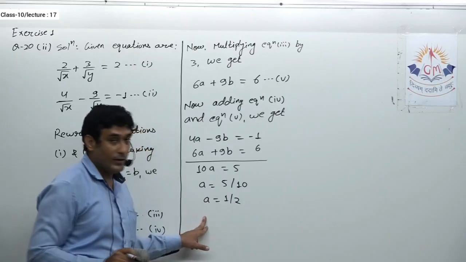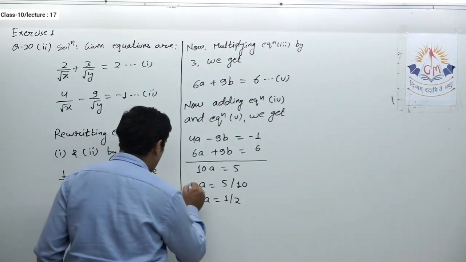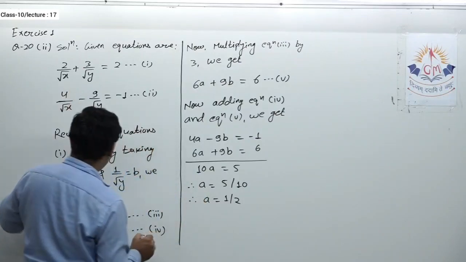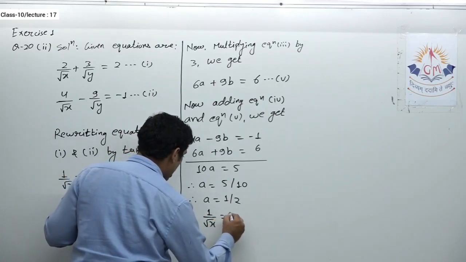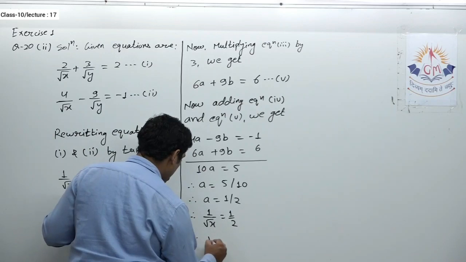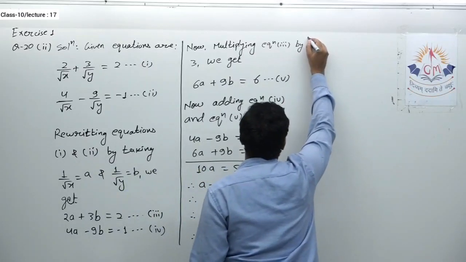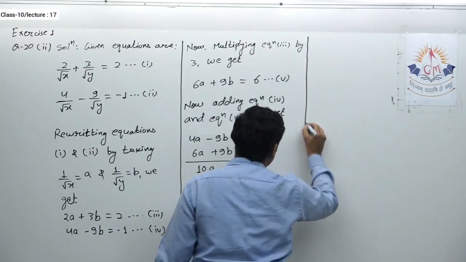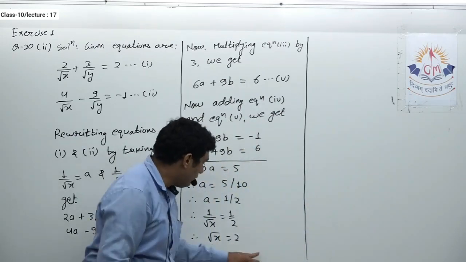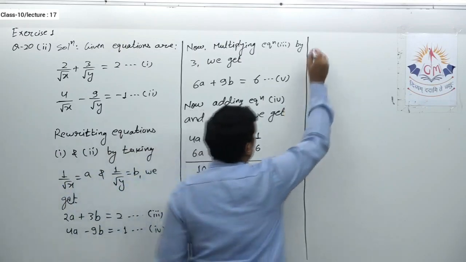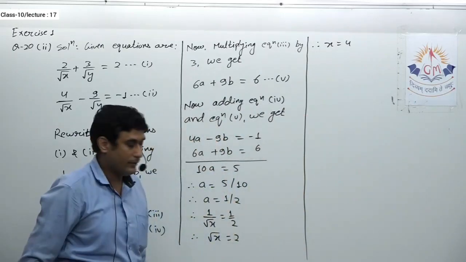But here we are not finding a or b. Here we have to find x and y. So in place of a, I can put 1 upon root x. Therefore, 1 upon root x is equal to 1 upon 2. Therefore, root x is equal to 2, if I take the reciprocal. Now again, they are not asking for the value of root x. So to get x, we have to square both sides. So I will get x is equal to 4. So this is the value of x.